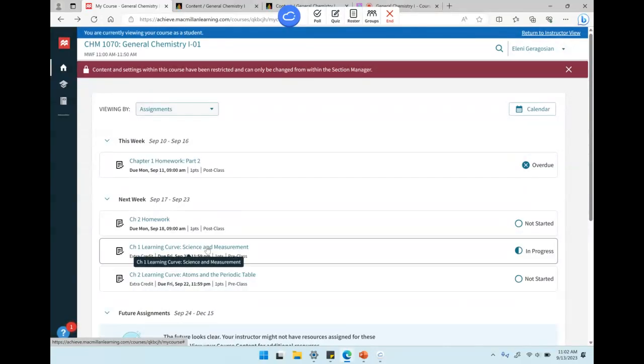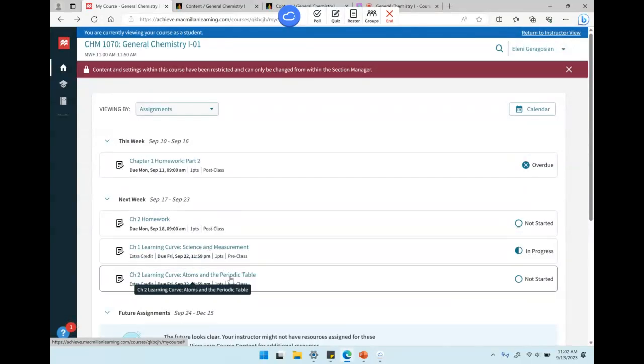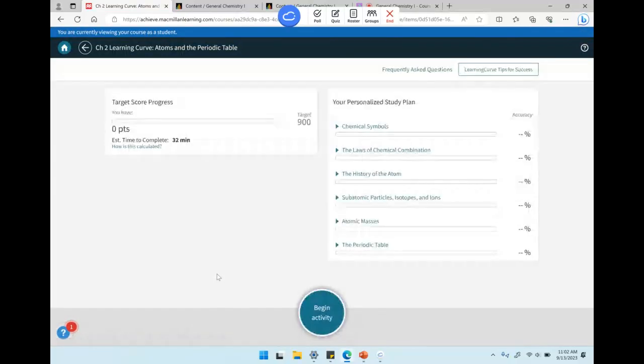And these are good review assignments, and they're extra credit, so you don't have to do them if you don't want to. But if you want to review some content, you can do that in these learning curves. The extra credit will go towards your overall exam grade in a class. So towards the end of the semester, those extra credit points will be put towards your exam grades.